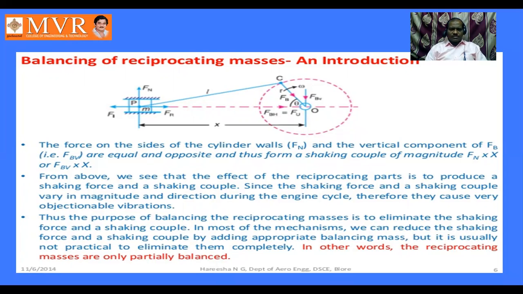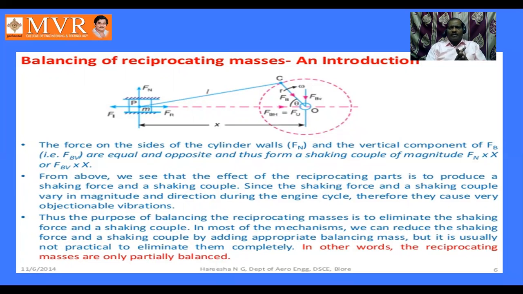Thus, the purpose of balancing the reciprocating masses is to eliminate the shaking force and the shaking couple. That's what I told. In most mechanisms, we can reduce the shaking force and the shaking couple by adding appropriate balancing masses, but it is usually not practical to eliminate them completely. In other words, reciprocating masses are only partially balanced.